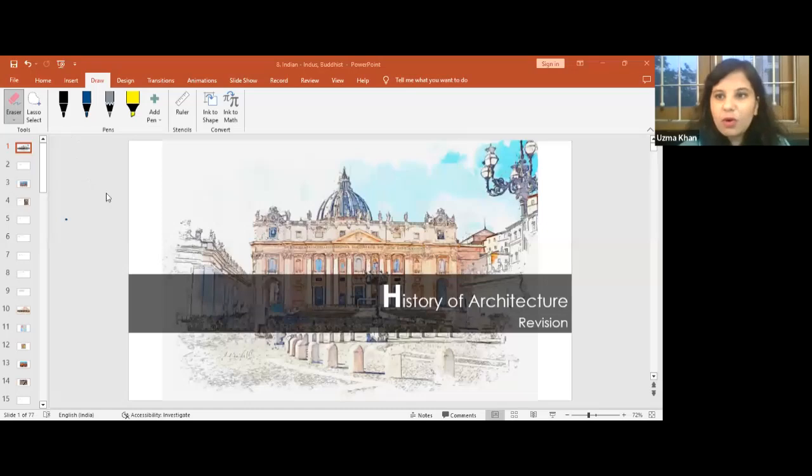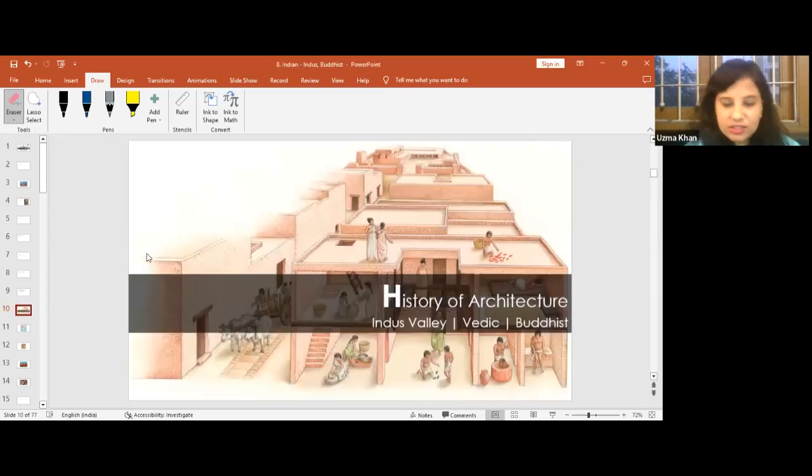So the idea was to start with history, but everybody has not joined in, in the sense that the revision we have been doing for world history. Since everybody has not joined, let's keep that towards the end. We shall start with the history of architecture, that is Indus Valley Civilization. We'll keep the quiz towards the end, towards concluding the session. So we'll see if one or two more students have to join.